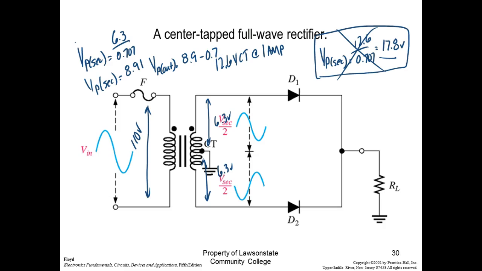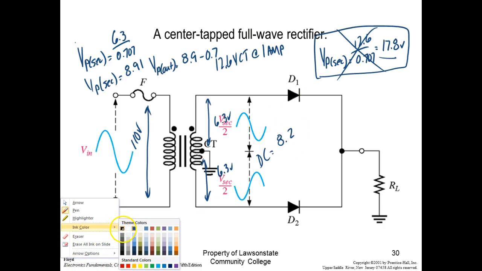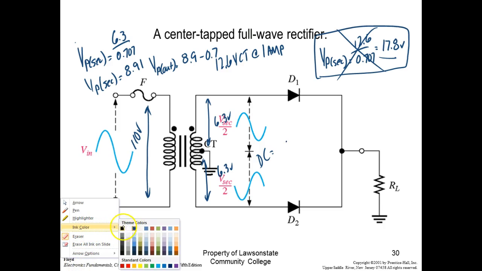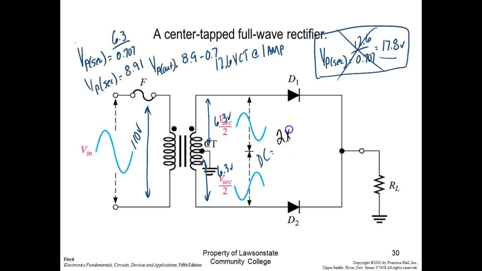Now why don't we subtract 1.414? Only one diode is being used at a time. We got 8.2. Then I'm going to calculate my DC is going to be equal to 2V peak over pi. What's that?